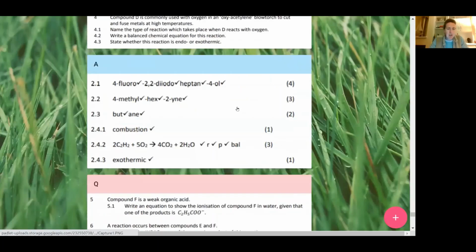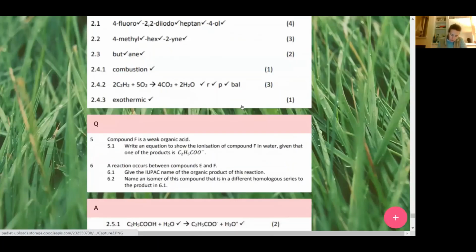So let's write a balanced equation for that. Of course, we say this is combustion, it's an exothermic reaction. And this is what the balanced reaction is. 2, 5, 4, 2. Please go check that out.